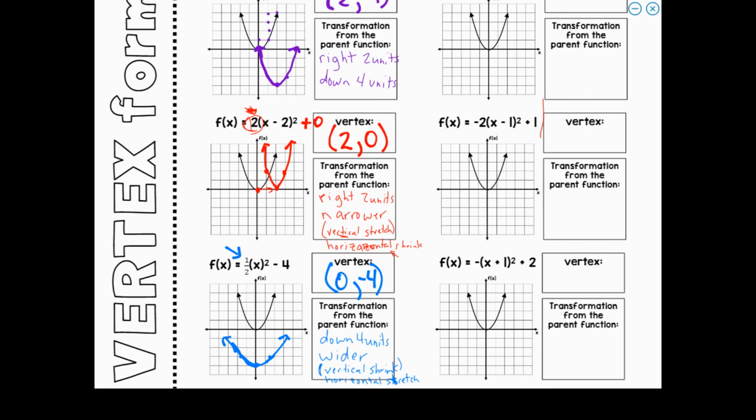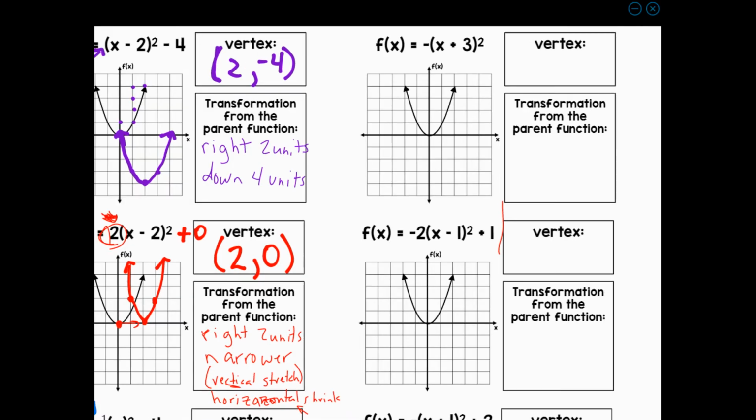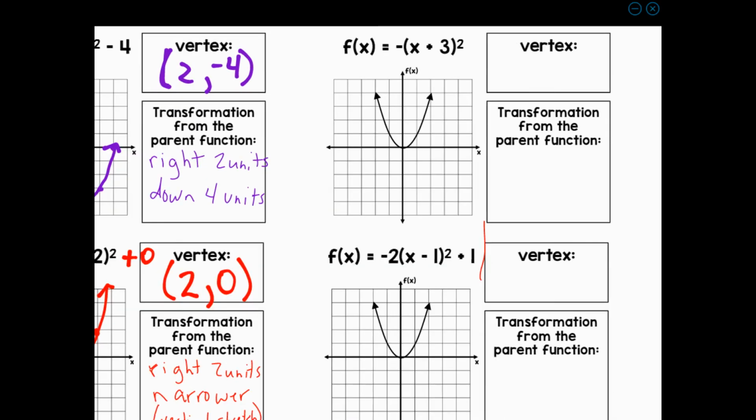Okay, so let's move over and do this next column, and let's see if we can get these done a little bit quicker now that we have a little bit more understanding of what we're doing here, right? Okay. So what's my new vertex here going to be? Negative 3, 0.